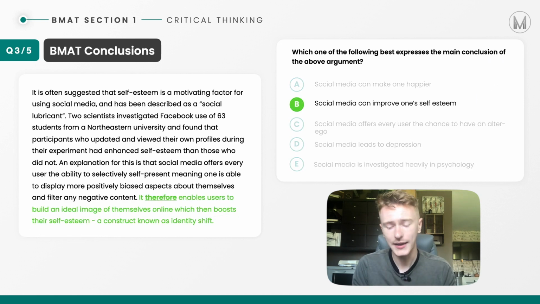Now it's important to highlight here as well that linking word which we've underlined, therefore. Remember that those linking words usually precede a conclusion and can help you spot it to a greater extent.